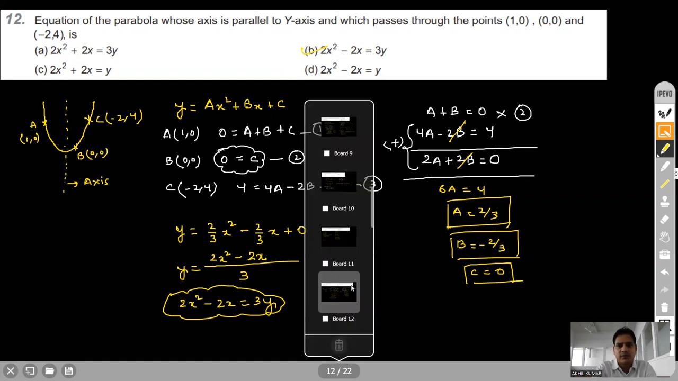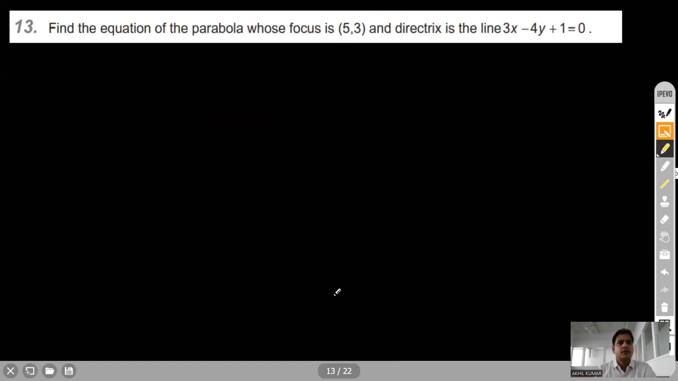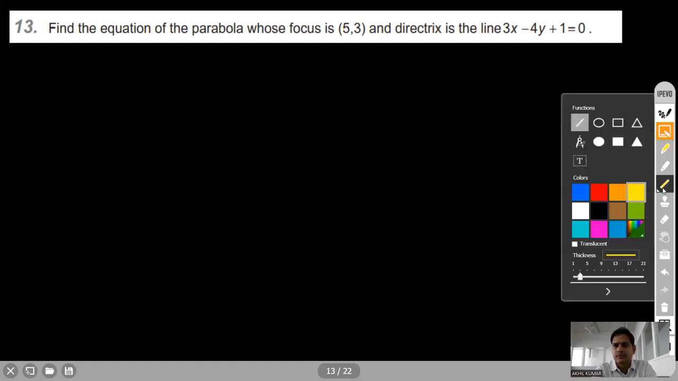So let's move to the next question. This was question number 12, right? So now we have to take question number 13. Okay, now it's a subjective question. Find the equation of the parabola whose focus is 5,3 and directrix is the line given. Okay. We should draw one rough sketch for this. So, let me draw this.